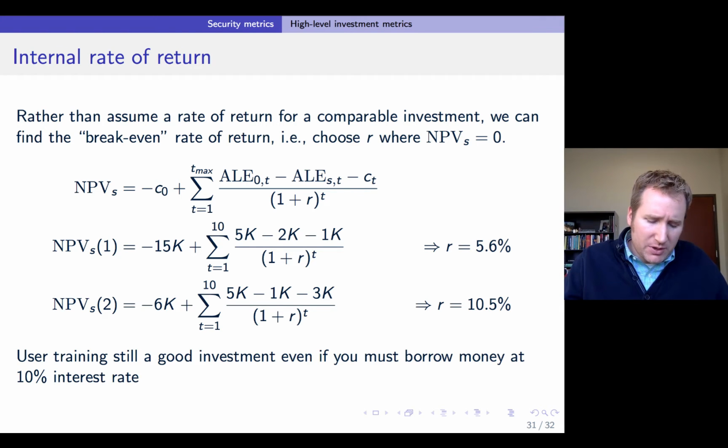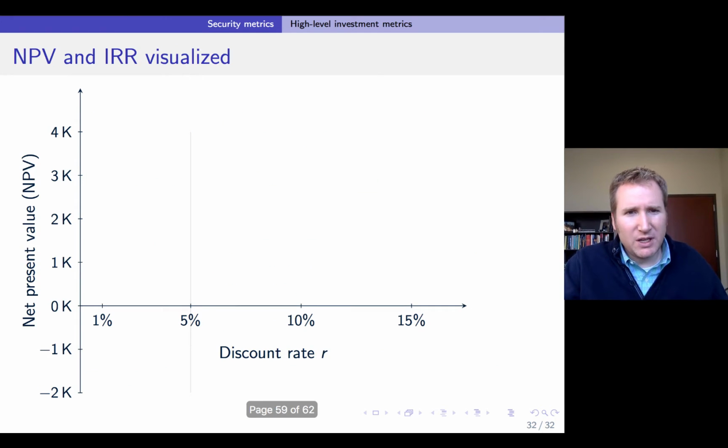So the way to interpret this is to say, if you have to borrow money in order to fund your budget, user training remains a good investment, even if you're borrowing at a 10% interest rate. So in today's environment, that would suggest it continues to be valuable.